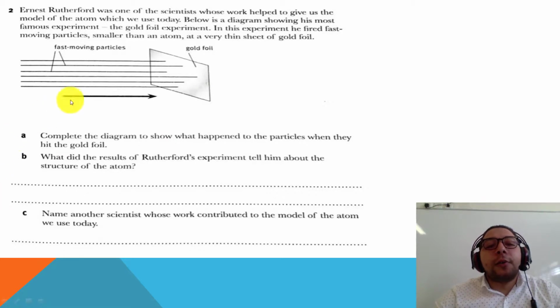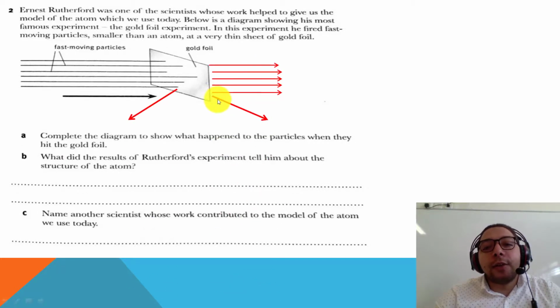Okay, guys, for the Rutherford experiment, when they fired the particles, the majority of the particles went through the gold foil without deflecting or reflecting, and then very few particles got deflected, which came close to the nucleus, and the particle that hit the nucleus got reflected back.